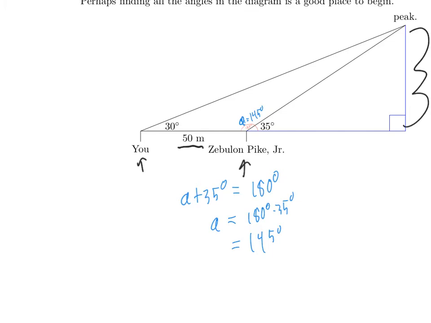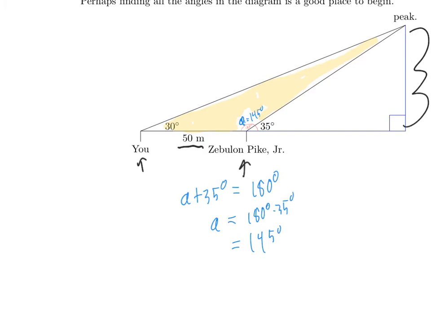So now, looking at this triangle, I know some information about it. Let's see, I know this angle, I know this angle, I know this side. Hey, that's the situation in which you can use, well, first find the remaining angle. Once we know that angle, we'll know all three angles and we'll know one side. That's a situation where you can use the law of sines. So let's follow that through.